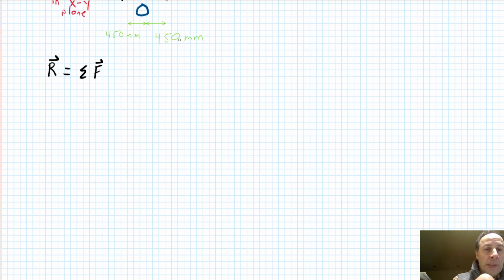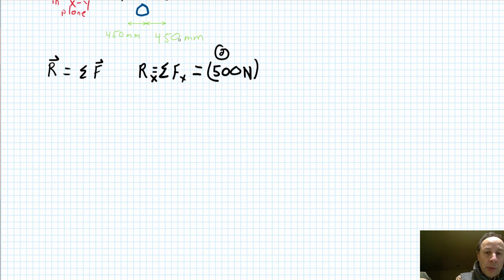So let's break that into components. We're going to do x direction first. So the x component of the resultant is the sum of all the x components of all the forces. So we have two. We have force number two, which is 500 newtons times the cosine of 60 degrees plus 300 newtons, which comes out to 550 newtons.